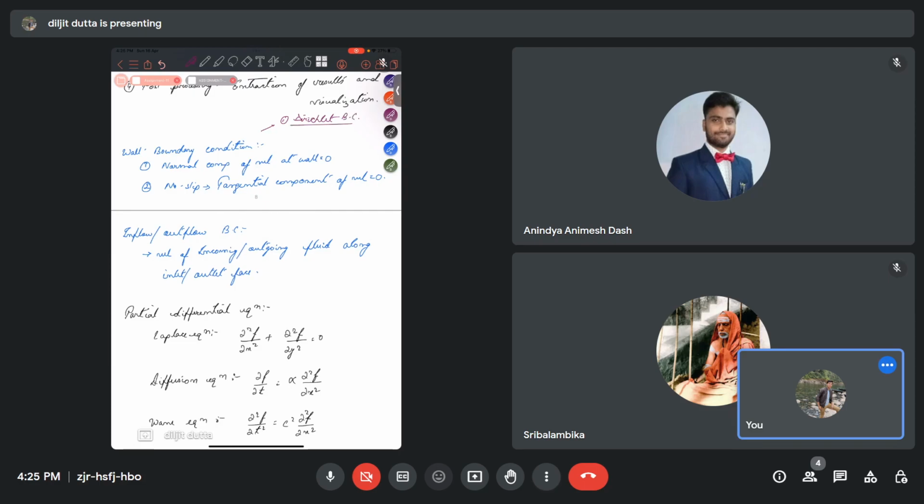The Dirichlet boundary condition: we will have the values of the velocity at the boundary. We will have the exact values of the velocity or the pressure components that you are solving. And second, we have the Neumann boundary condition, where we will have the values for the derivative of the velocities at the boundary. So this is a Neumann boundary condition.